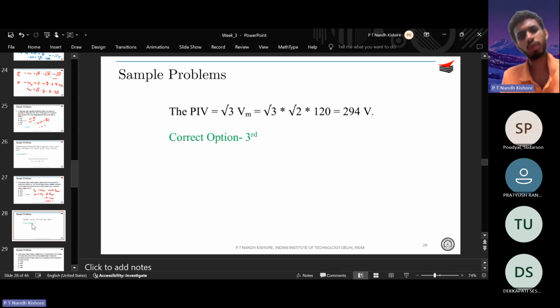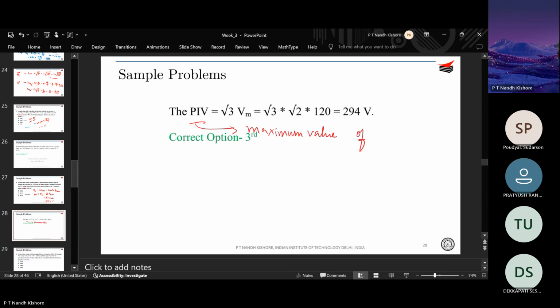Yeah, 294 volts, right? Peak inverse voltage is just the maximum of the line to line voltage. Peak inverse voltage is the maximum value of line to line voltage.